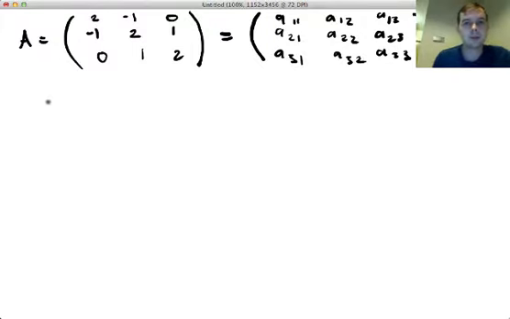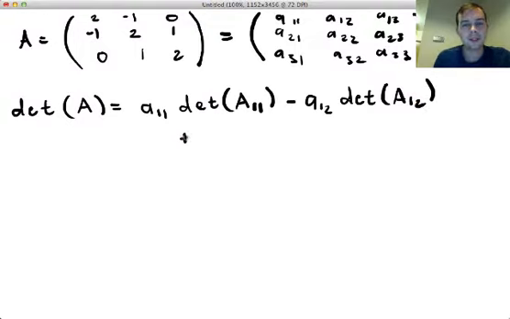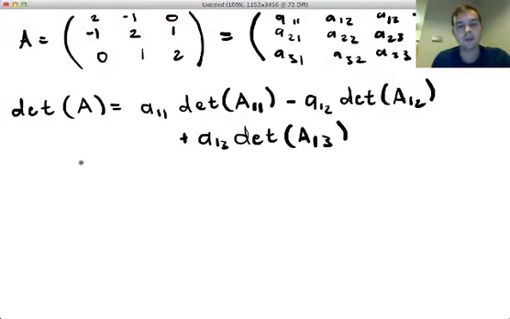So let's do the good old-fashioned Laplace expansion along the very first row. So what's the formula for the determinant of A in terms of the Laplace expansion along the first row? Well, it's A11 times the determinant of the minor A11, minus A12 times the determinant of the minor of A12, and then plus A13 times the determinant of the minor A13.